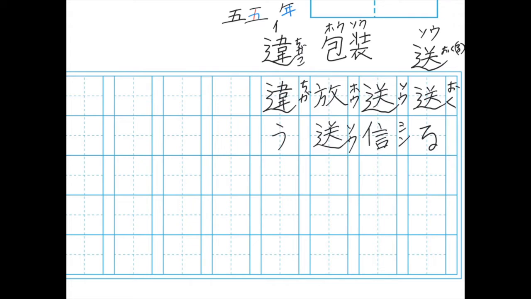Next jukugo is machigaeru. Machigaeru is to make a mistake. So ma is aida, jikan no kan, mongamae ni ichi, hi. Ma, machigaeru.